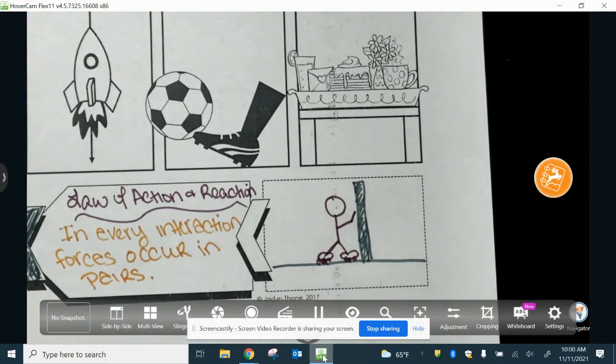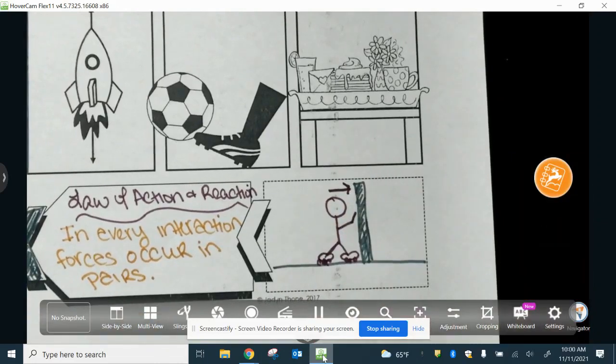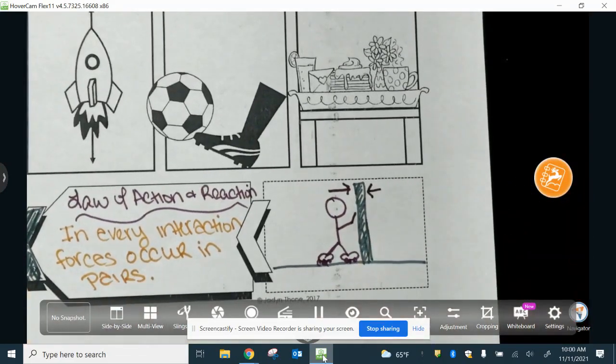So when they push on the wall, they have their force going into the wall. What is the wall doing back? It's technically pushing. Now, scientifically, why doesn't the wall move? It's friction. Close to friction. It starts with an I. We learned about it.